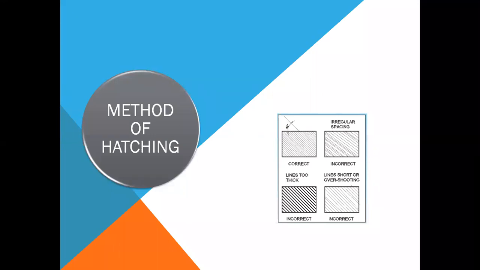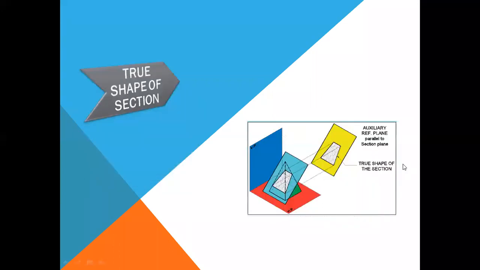If you see the different methods of hatching, okay, this one is the correct method of hatching, this is the incorrect method, and these are the other methods, like these lines are not equidistant, these are very thick, and again these are not proper lines. You have to draw the lines using your skill. It is recommended that you use your set square or drafter to draw this.